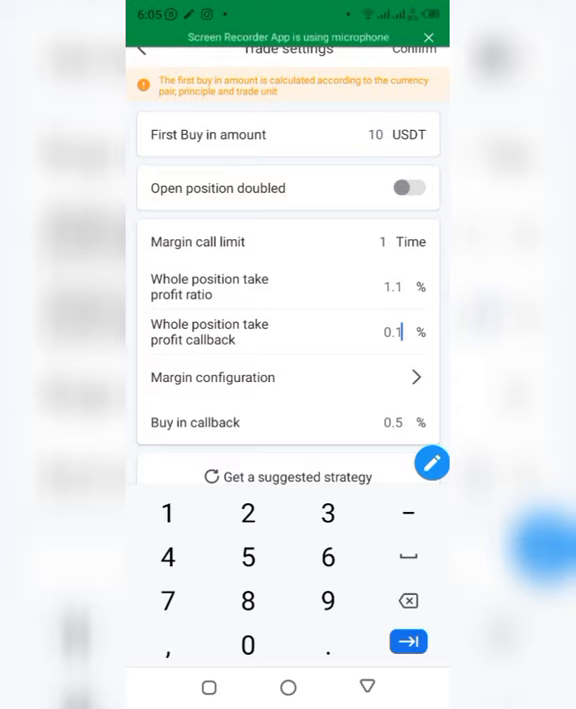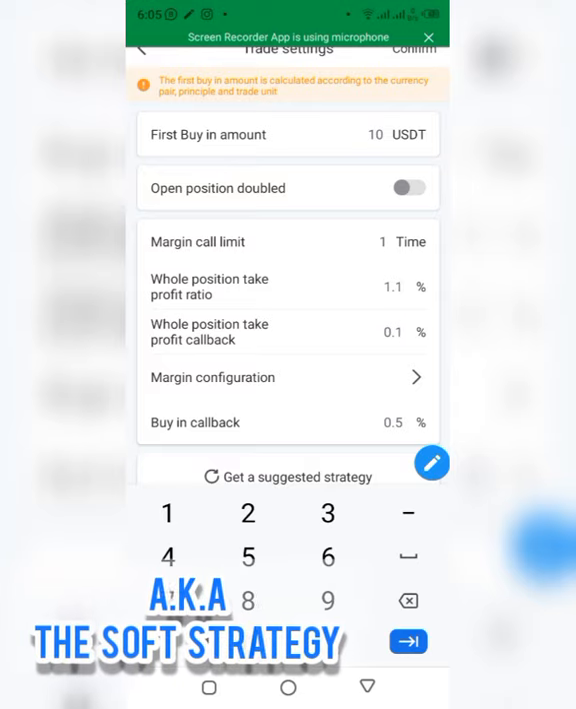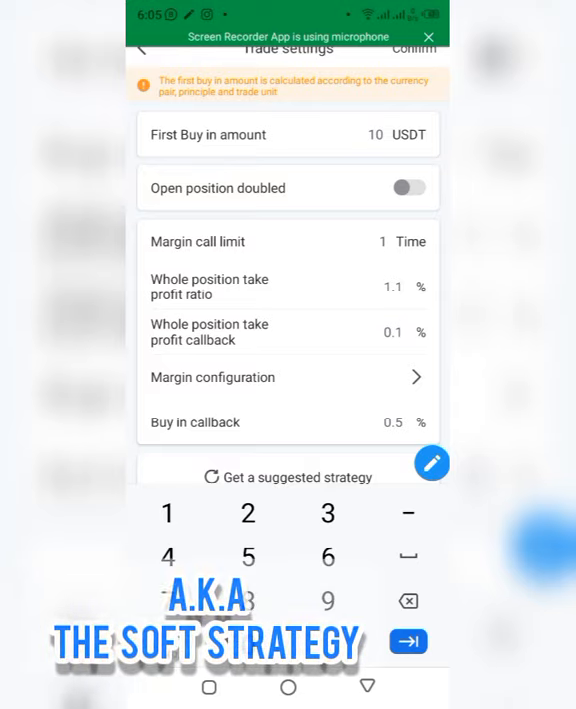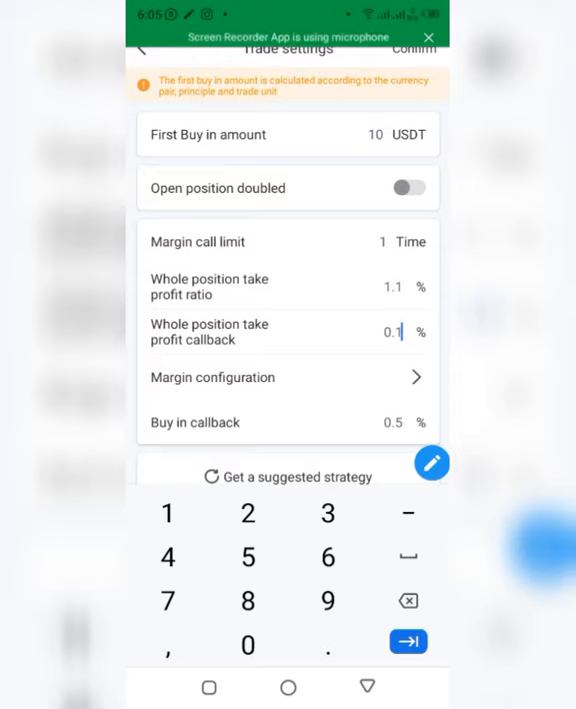Now this is the reason why I use this 1-1-1 strategy. I call it the 1-1-1 strategy. The reason why I use the 1-1-1 strategy is because in the take profit ratio, if your trade hits 1.1, it triggers, meaning that it is ready to sell in profits.